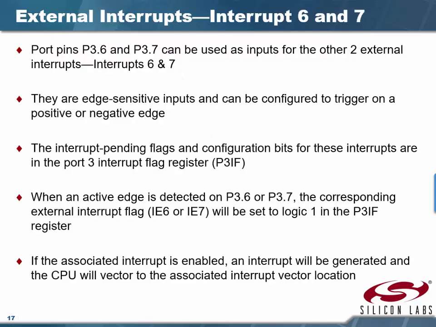External interrupts 6 and 7 we don't have on our chip. We only have interrupt 0 and 1. Interrupts 6 and 7 are for the higher order chips, like the F1 or the F020. It's got 64 pins on it, so you've got plenty, and it's got port 3. Port 3 is not on our chip, so we don't have interrupts 6 and 7. It's in the family and talked about in the slides, but our chip doesn't have that on it. You have to have the bigger chip to have that.